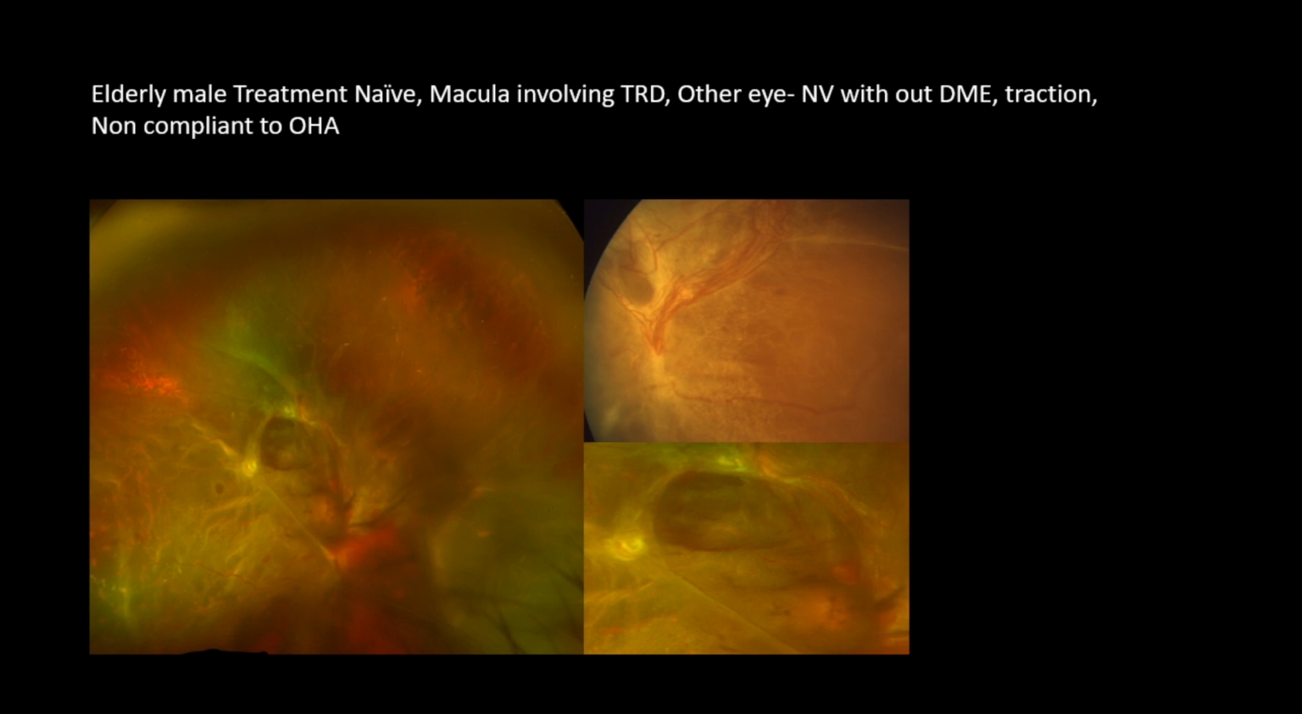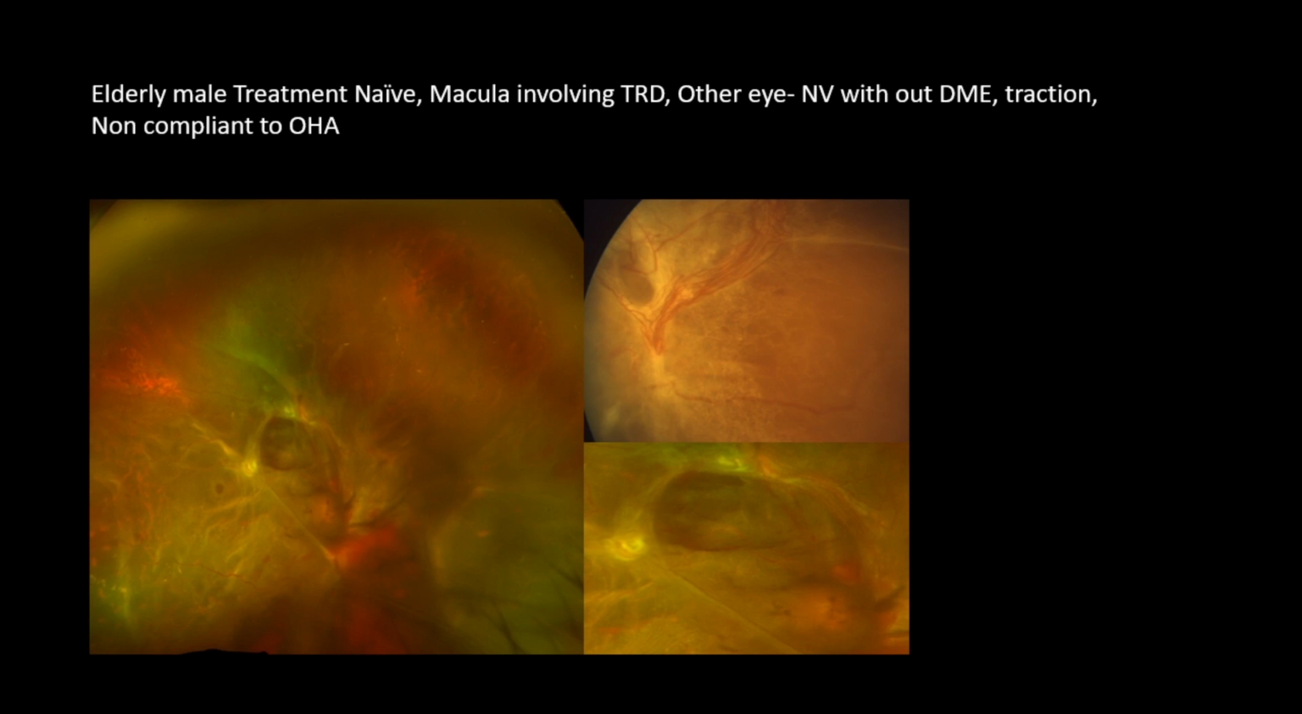Moving on to our case scenarios. This is an elderly male not treated before, presented with a macula involving TRD. We can see a small break nasal to the disc and extensive fibrous proliferation. So how do we manage this case? And also the recent sugar control of the patient, the recent diabetic status of the patient, is not known.